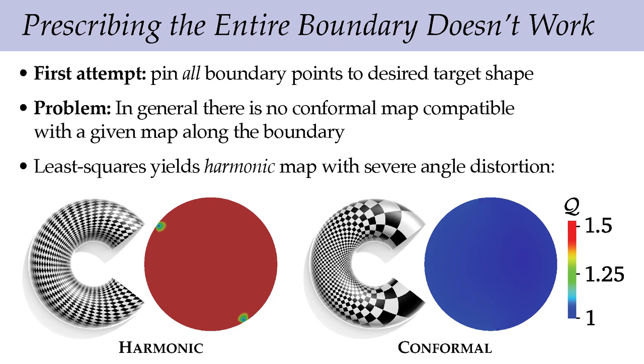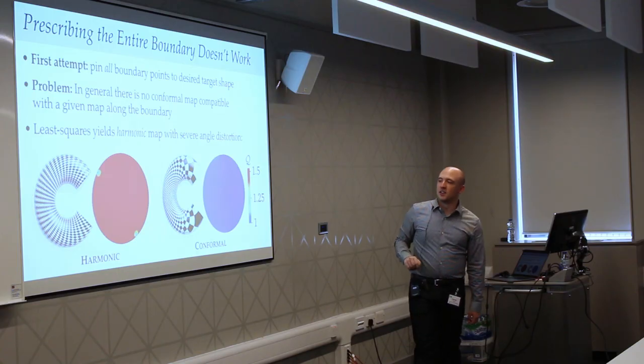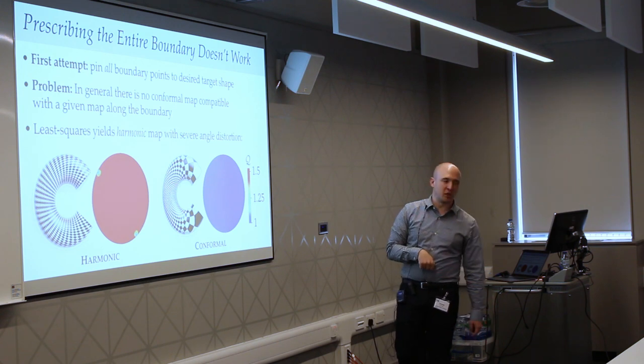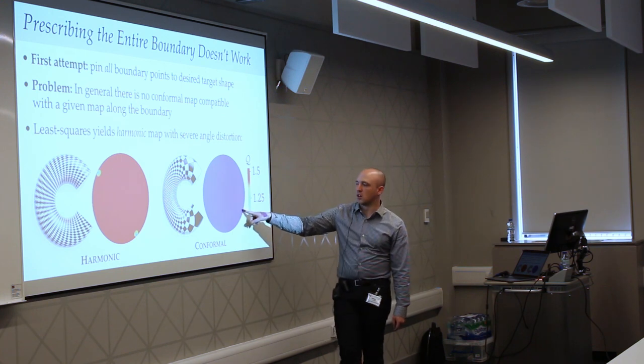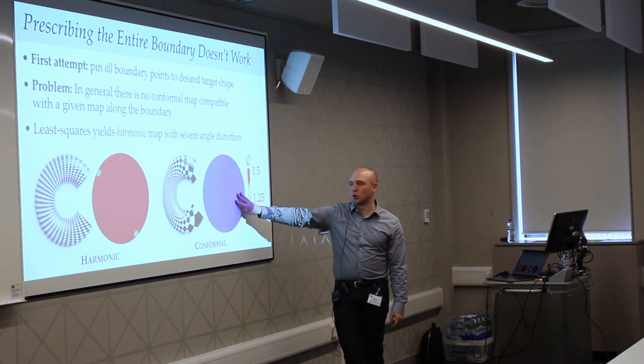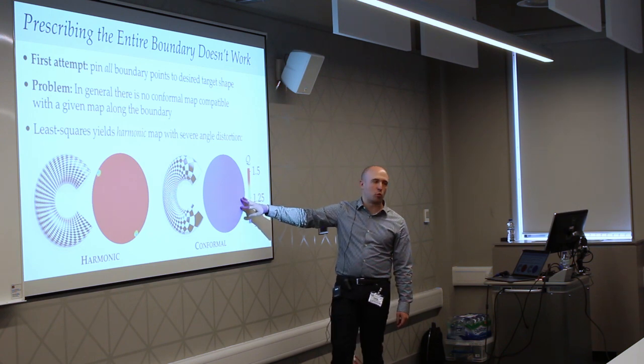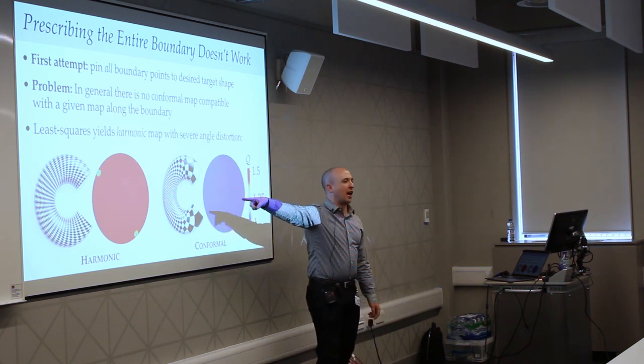Because again, all you're doing is minimizing the failure of this equation to be true. There may be no map where if I pin it down exactly to that configuration of points along the boundary, I get something conformal. And so that's what I've done here, actually. I've taken this C shape, I pin its boundary to a circular disk, I minimize that conformal energy, and it's red all over the place. The angles shear like crazy. If I was using this for remeshing, I would get an awful, awful mesh. And what I want is something that looks like this. Again, Riemann mapping tells me, or uniformization tells me, I can always get a conformal map to the circular disk. So I shouldn't settle for that.